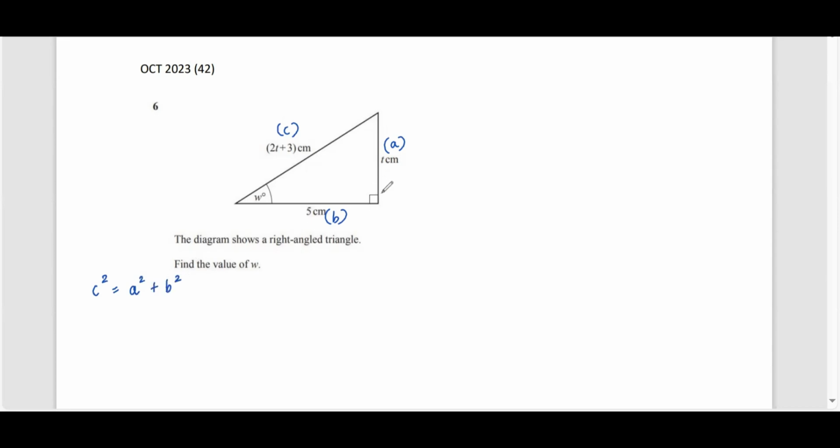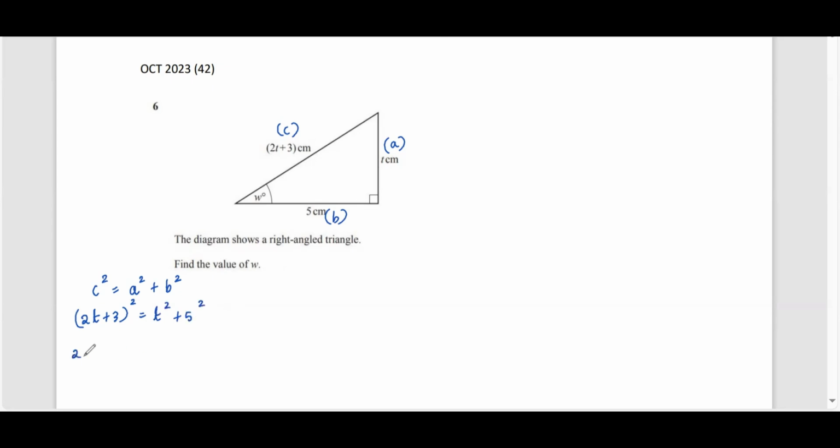We are trying to find out the value of T here. The question is to find the value of W. To find the value of W, we need the value of T. So let's put these values instead of C, 2t plus 3. So 2t plus 3 the whole square is equal to, instead of A we have T, so T square plus B is 5, so 5 square.